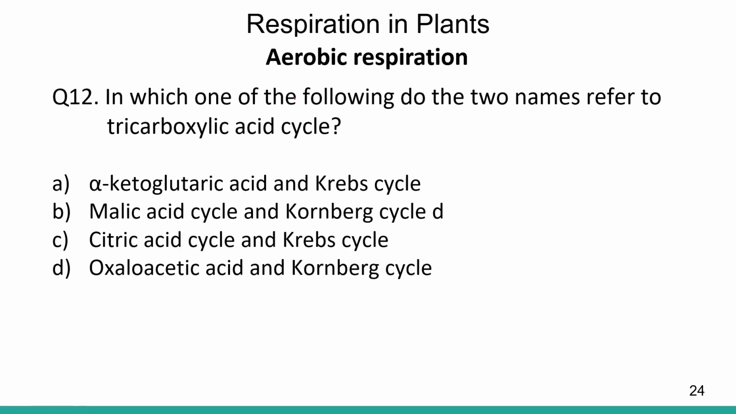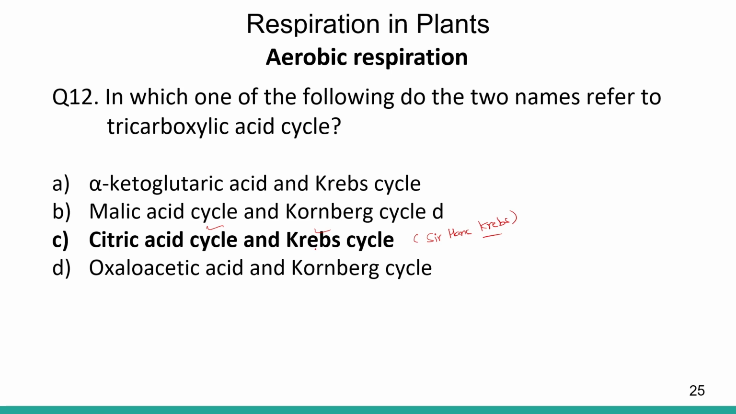The next question is, which one of the following do the two names refer to? Tricarboxylic acid. Okay, these are the options. So what should be the answer? Answer is citric acid cycle and Krebs cycle. So TCA cycle is also known as citric acid cycle and Krebs cycle. Why? Because the Krebs cycle was given by Sir Hans Adolf Krebs.